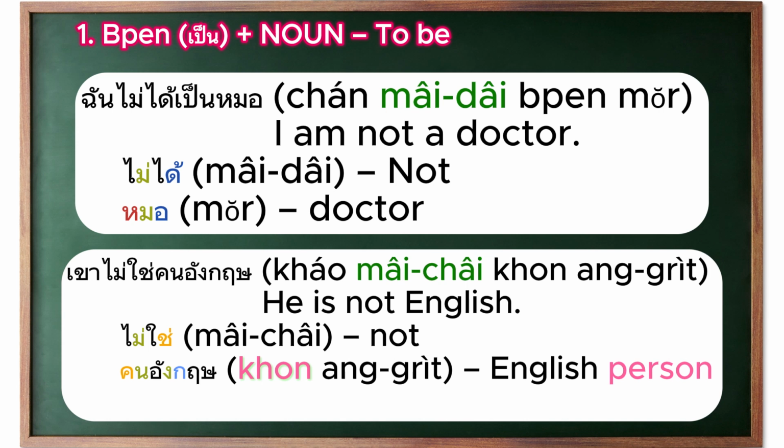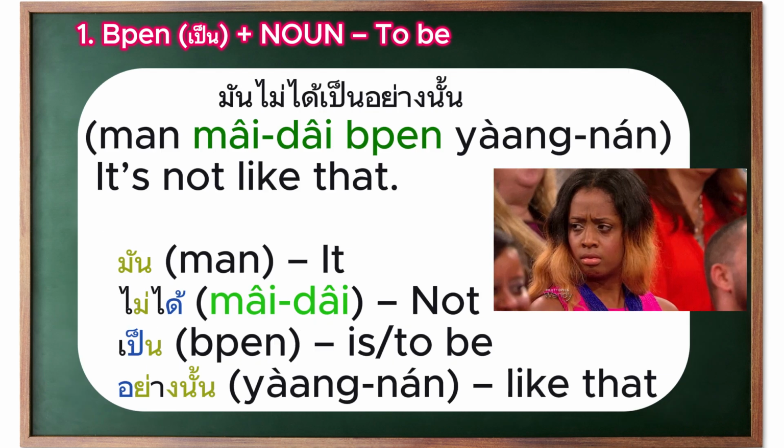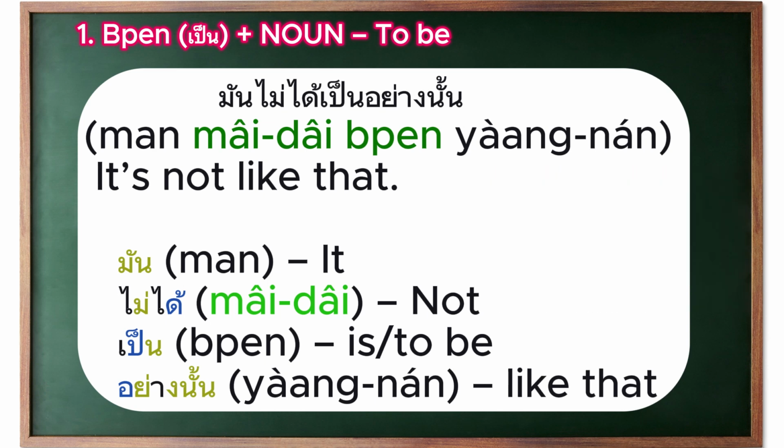คนอังกฤษ, English person. Here, kon means person, and it is used to refer to people. Let's explore another example. มันไม่ได้เป็นอย่างนั้น. This sentence is used to negate a previous statement or assumption, essentially saying it's not like that, or that's not the case. มัน, it. This is a pronoun used to refer to something previously mentioned or understood in the conversation. อย่างนั้น. This phrase is used to describe something that has been referred to, meaning in that way or like that.